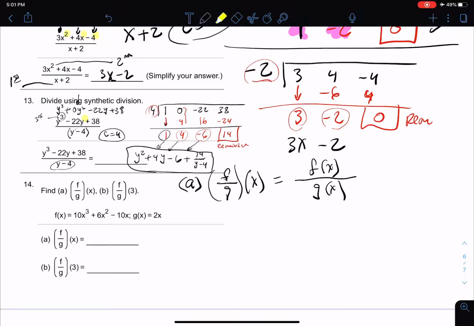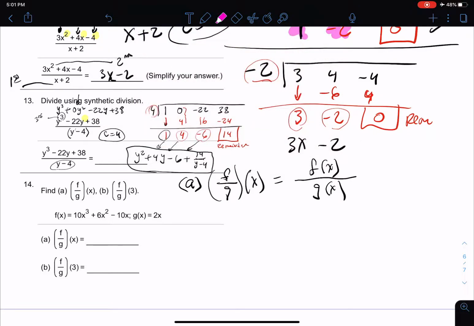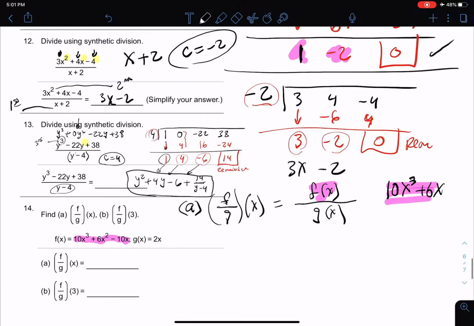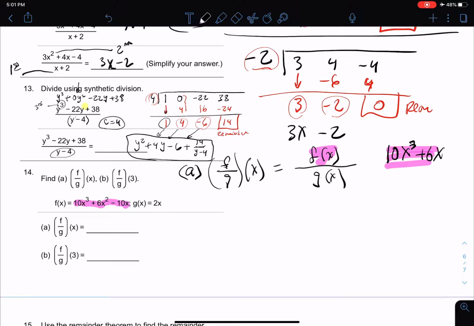So if I were to really highlight, what is the f of x function? Well, the f of x function is this guy right here, right? So can I just put that up there? So what is the f of x function? It is 10x cubed plus 6x squared minus 10x.